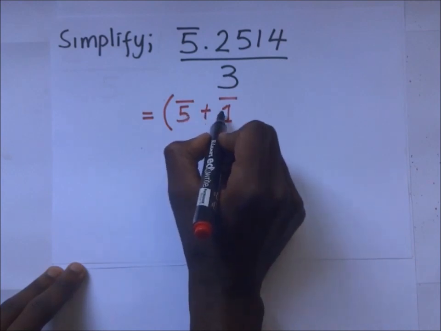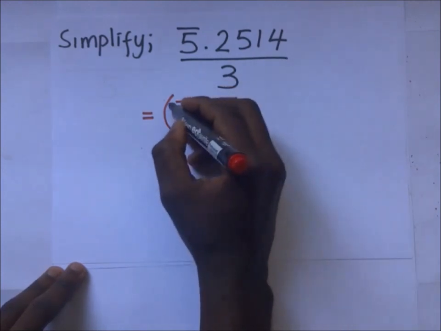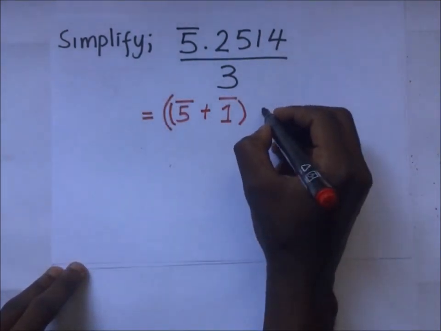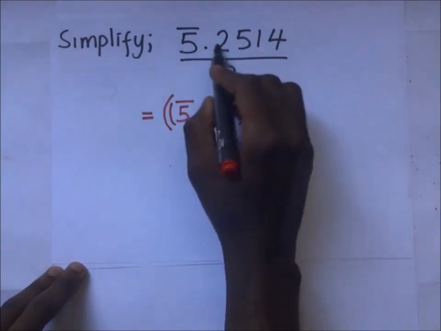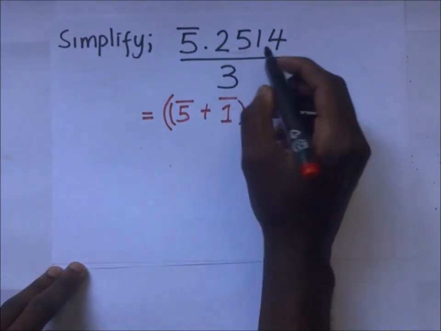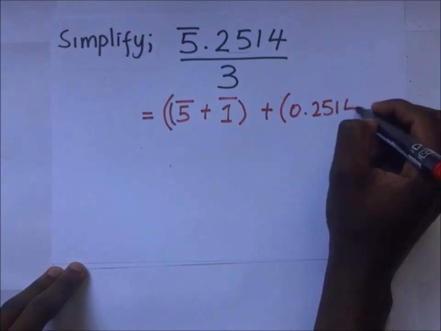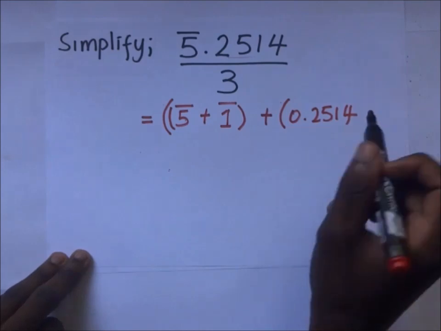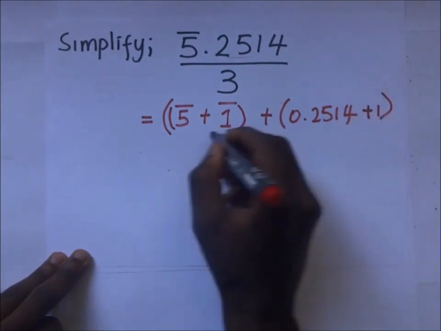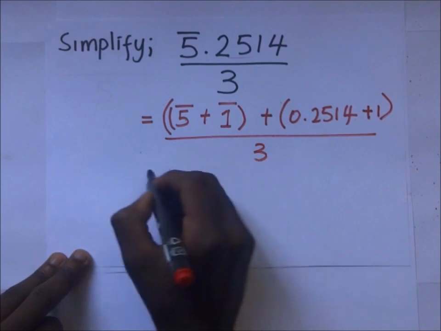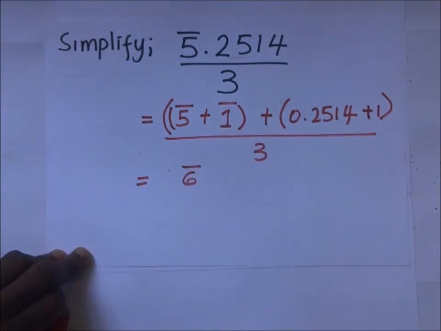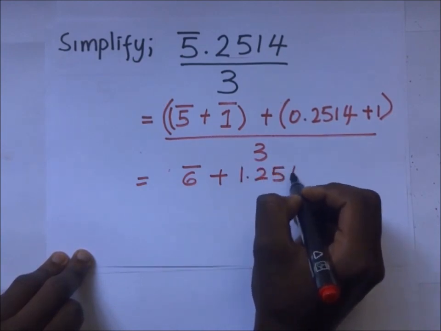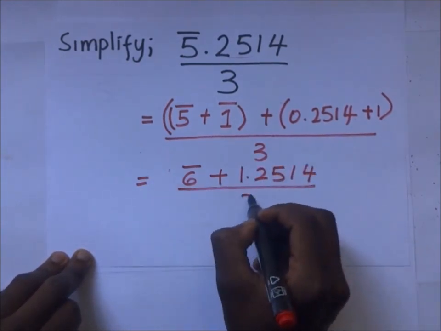So it's going to be 5 plus 1. Then that is going to be the characteristic. We deal with it independently. Then it's going to be plus, then we have this other, 0.2514. Now since we added 1 here, we're supposed to also add 1 here to make the whole thing uniform. Divide that by 3. So definitely here what we have is 6 bar plus 1.2514. Divide that by 3.